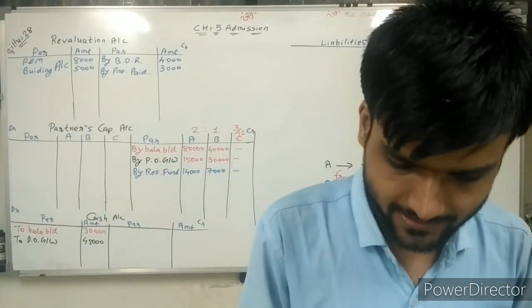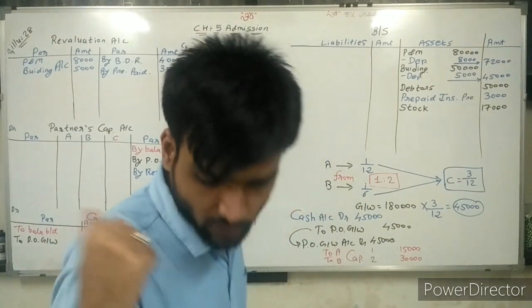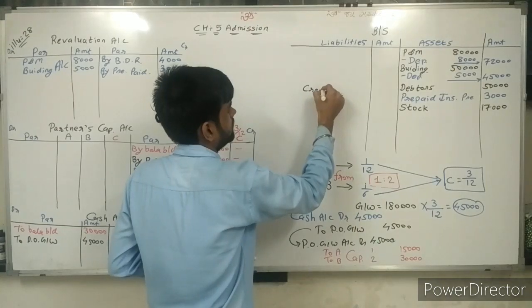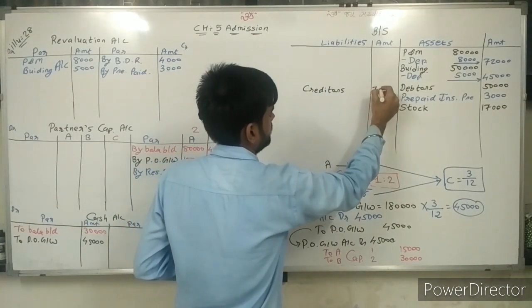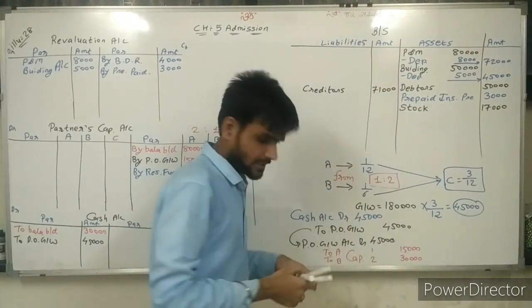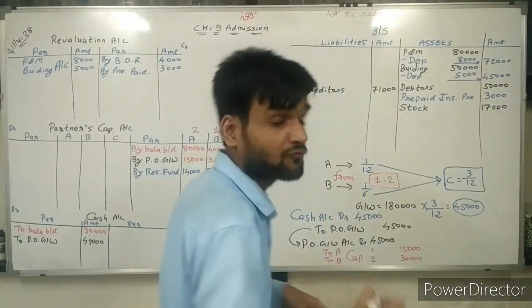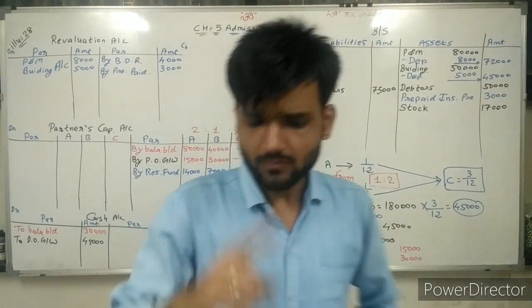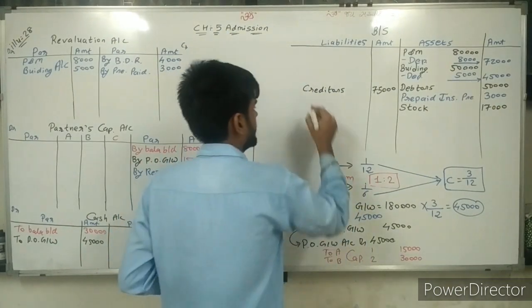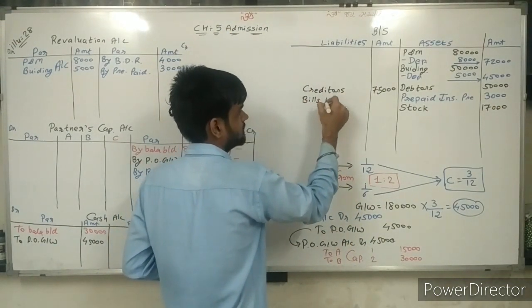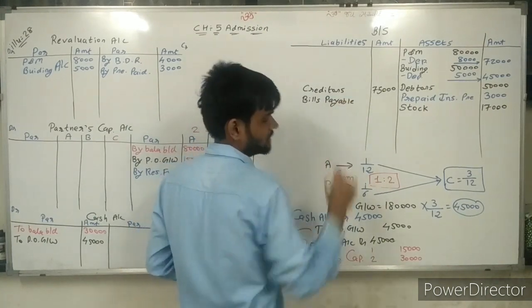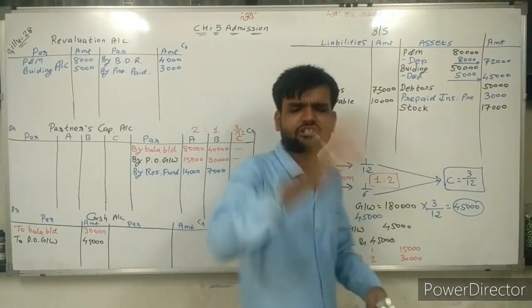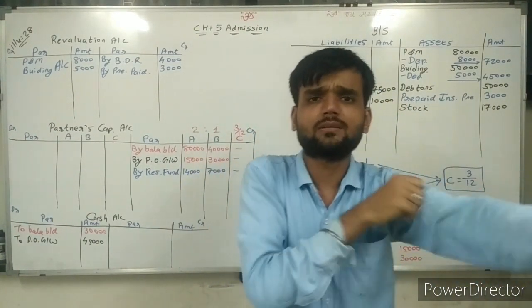Going to the next one. Creditors. 75,000 creditors given. Write down creditors as it is. Sorry, 75,000 creditors as it is. Bills payable 10,000. It's my liability as it is. Bills payable 10,000. Now the balance sheet is also 100% clear.